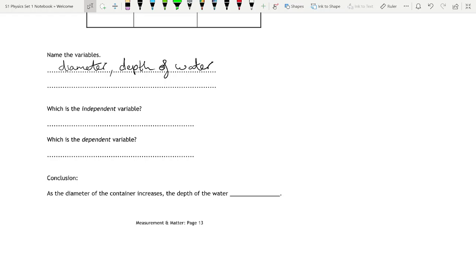We've got to name the variables. So I've done that one for you. We've got diameter of your vessel and depth of water. So the independent variable is the thing that you chose. So you had control over this one this time round. Yeah, so the diameter of the glass, because you chose the glass or the beaker. So your independent variable was your diameter.